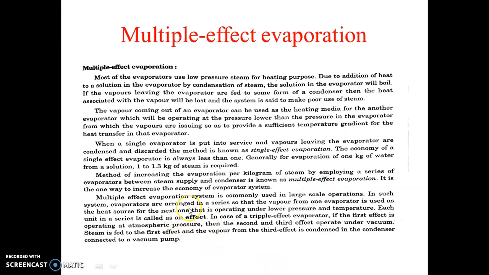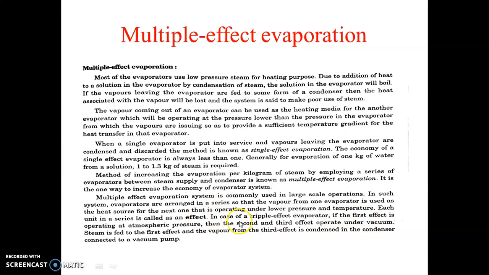So what is happening in this case? The evaporators are arranged in series so that the vapor from one evaporator is fed to the heat source for the next one, which is operating under lower pressure and temperature. That means when one evaporator produces vapor, that vapor is fed to another evaporator connected in series as a heating medium, and that second evaporator is operated at lower pressure and temperature. Each unit in the series is called an effect.